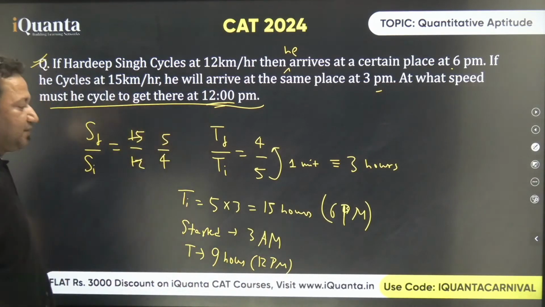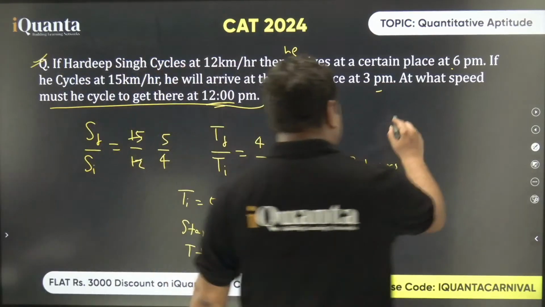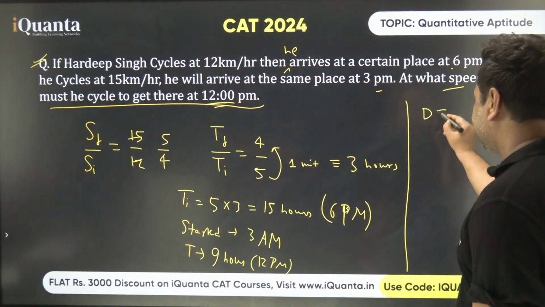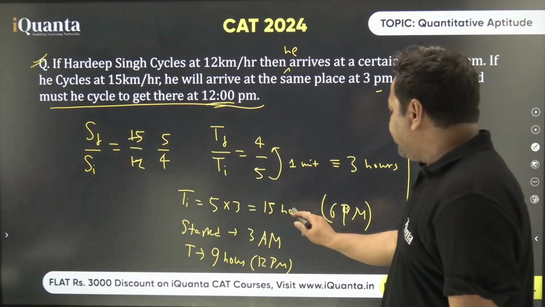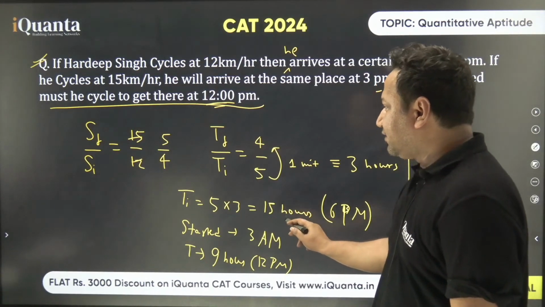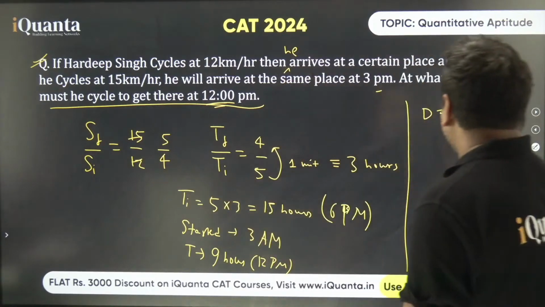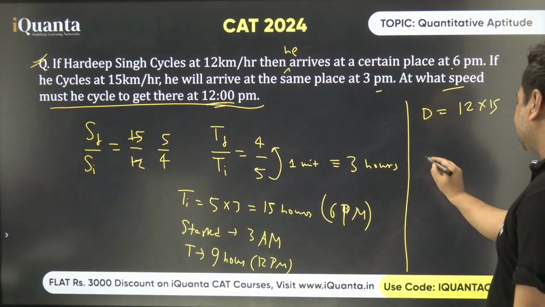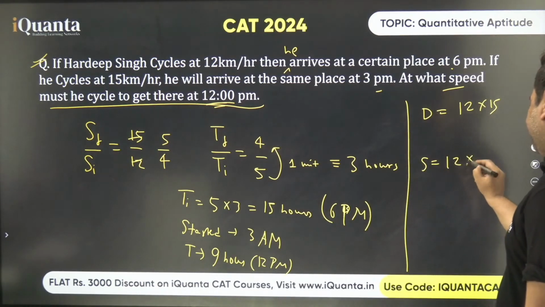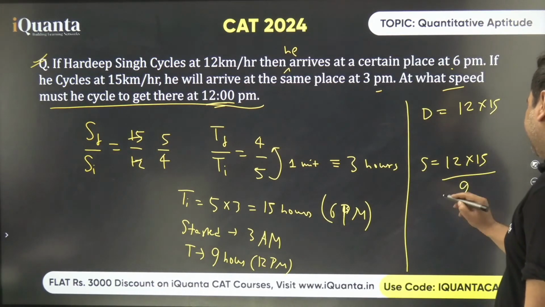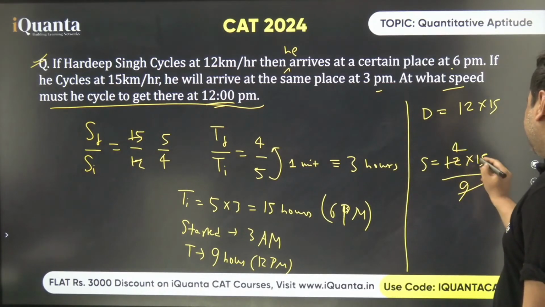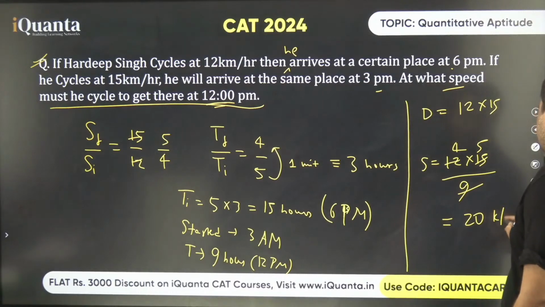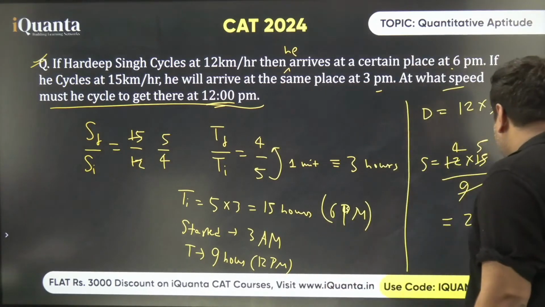So now we have speed with time with us, and we also have distance. We can find the speed. Distance कितना हो जाएगा? 15 hours. He traveled 15 hours when he was traveling at 12 speed. 12 into 15 is the distance. Time is 9 hours. So speed will be 12 multiplied by 15 upon 9. 3 4s are 12, 3 5s are 15. It must be 20 kilometers per hour.